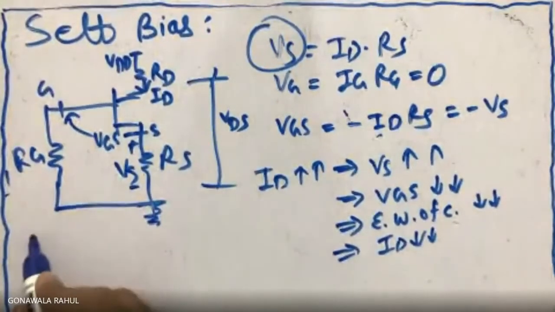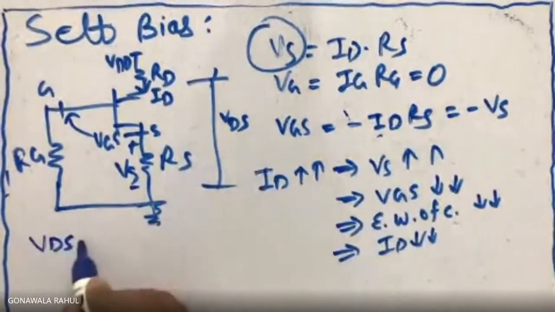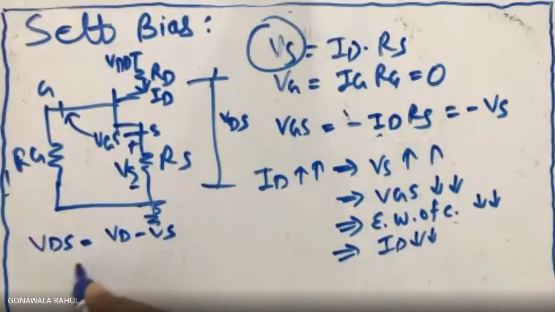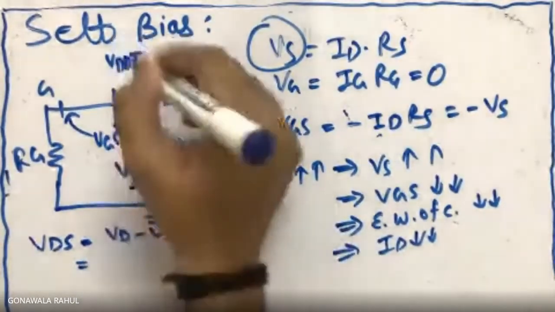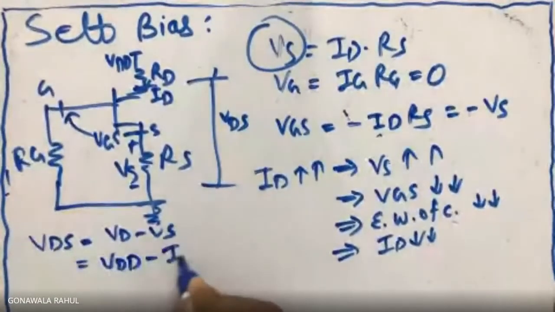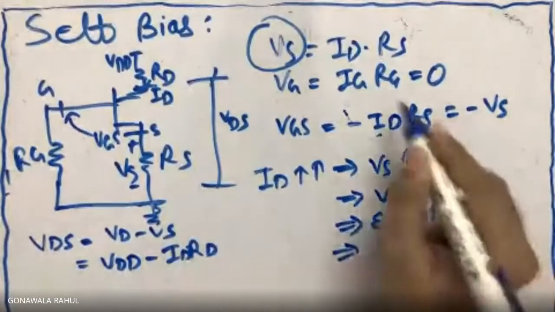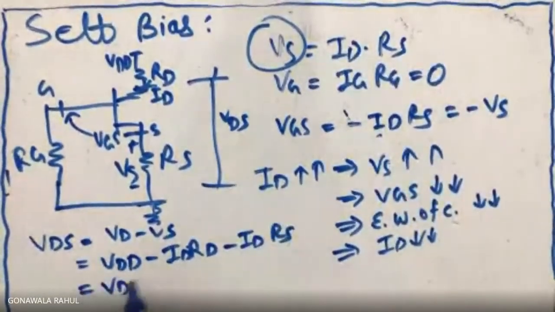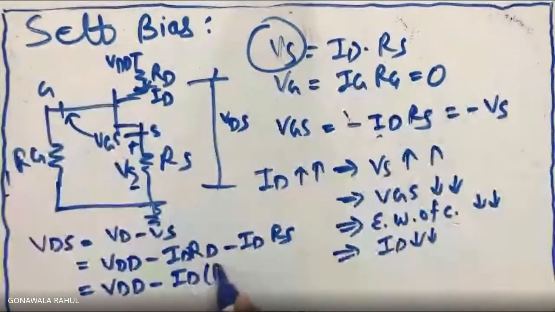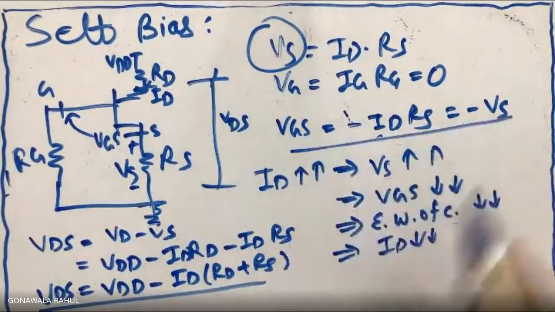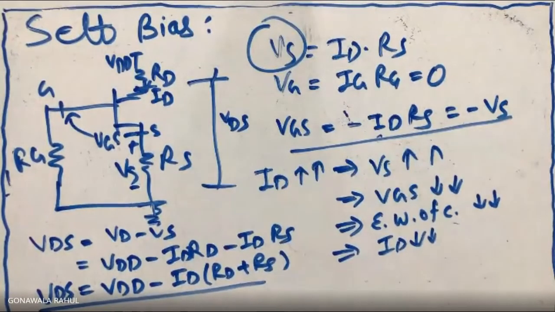See here, output voltage VDS is VD minus VS. VD is the voltage at this point, so that is VDD minus ID RD, and VS is ID into RS. So here this will be VDS equal to VDD minus ID into RD plus RS. So this is the equation of VDS, and this is VGS. Okay, clear?